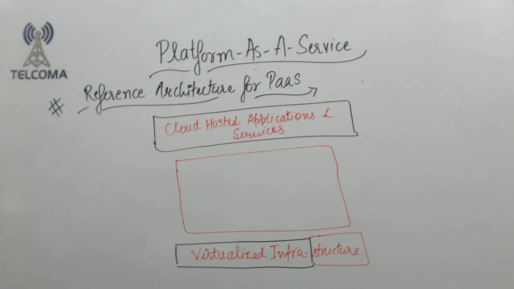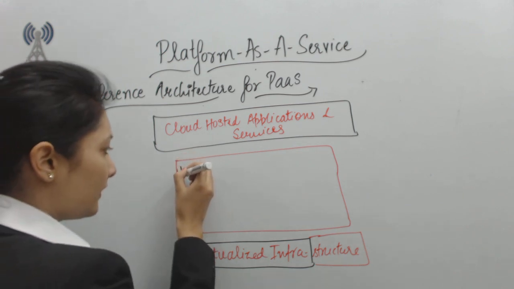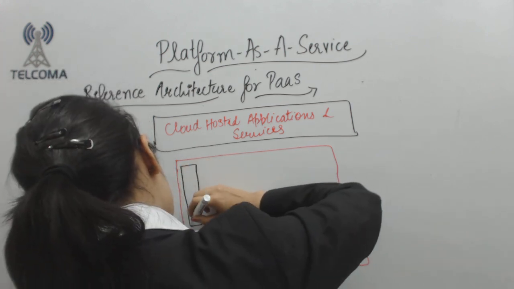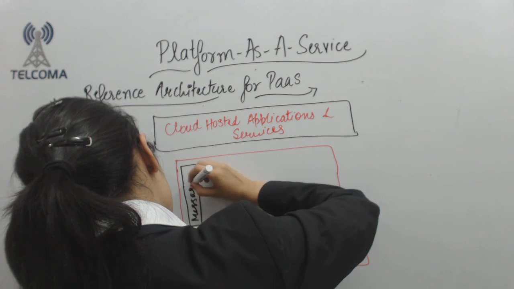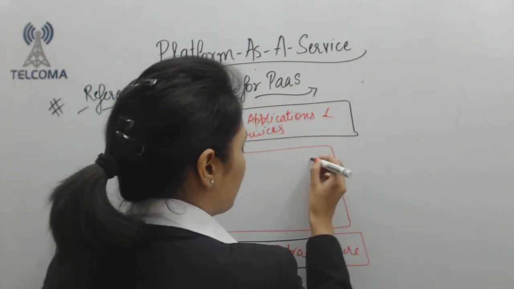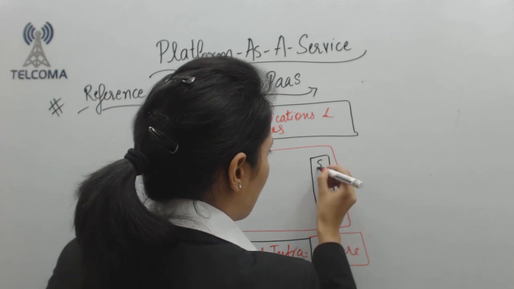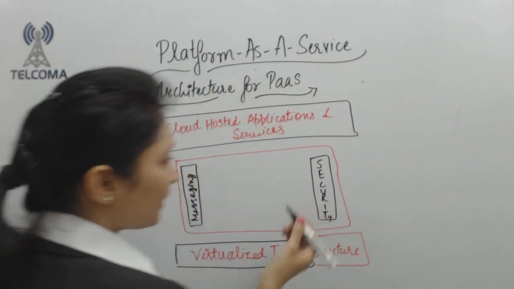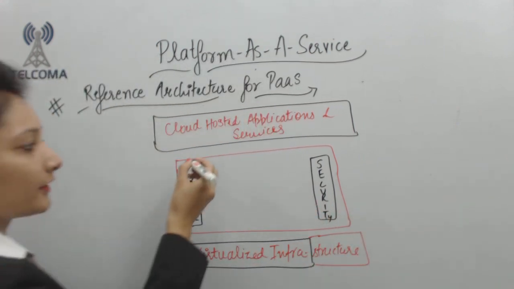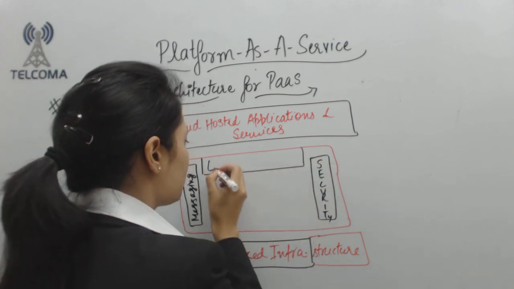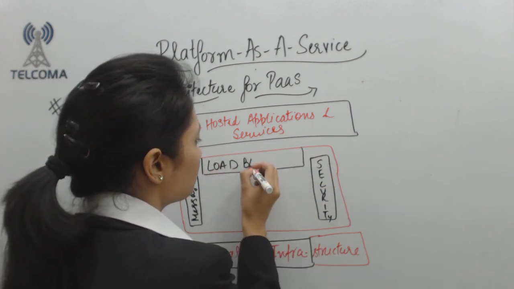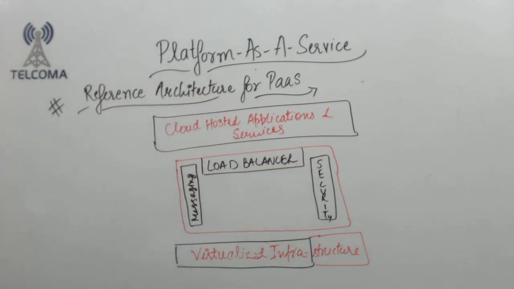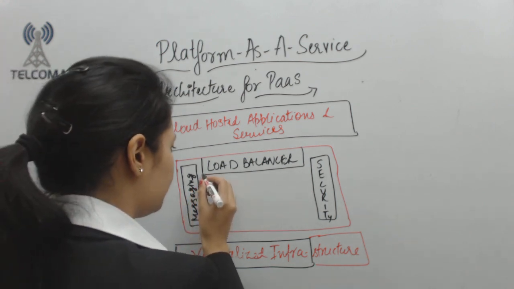Now, your communication layer here will have a number of components. Like the component we have here is your messaging. Then another component like your security. Then we have here load balancer. After that, cloud service orchestration.